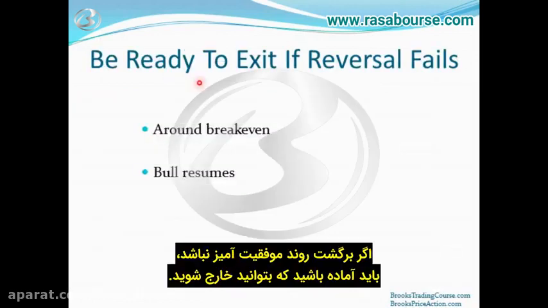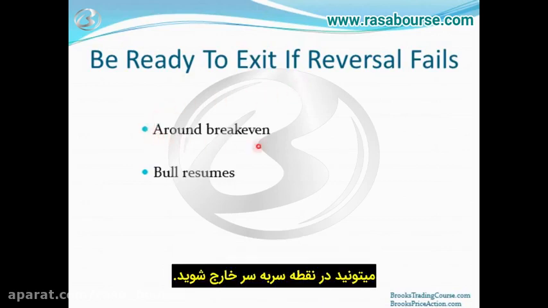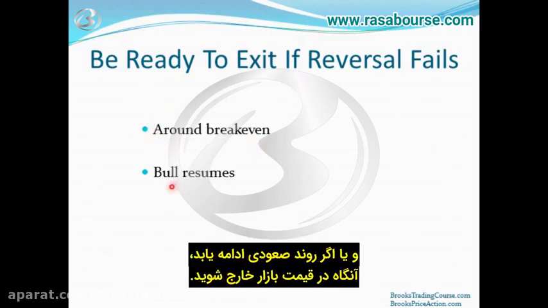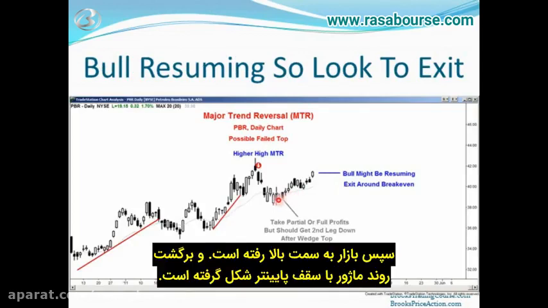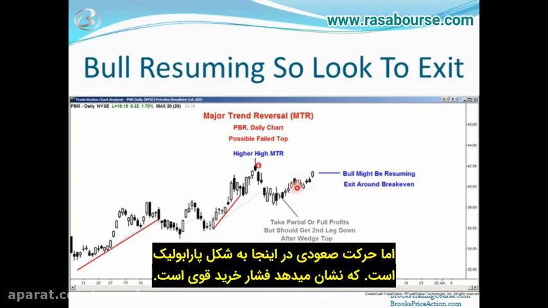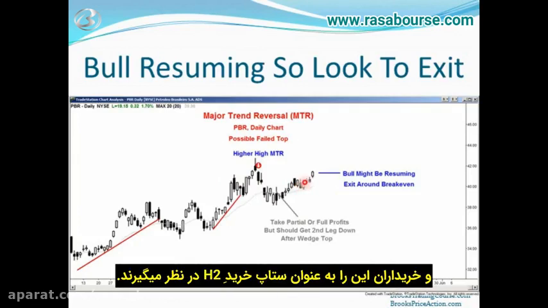You have to be ready to exit if the reversal fails. You can exit around break even, or if there appears to be a resumption of the bull trend, just get out at the market. The market is starting to trade up, and it had a lower high major trend reversal here, and it triggered. However, we started to curve up parabolically here, which is pretty good buying pressure. And now we have 2 small pushes down to the moving average, and the bulls will look at this as a high 2 buy setup.